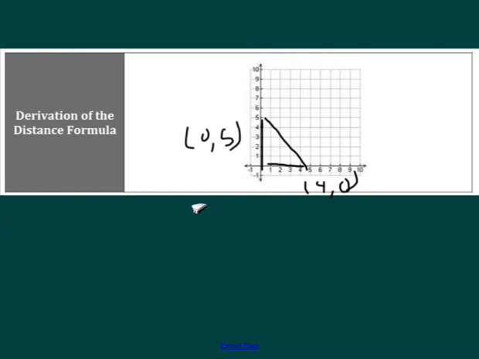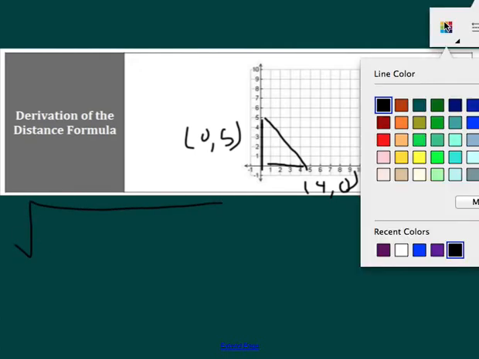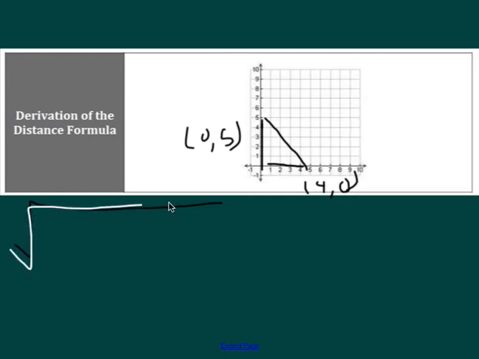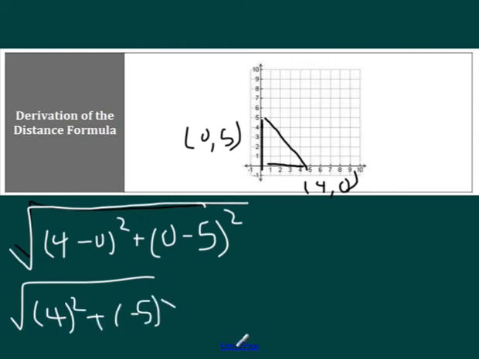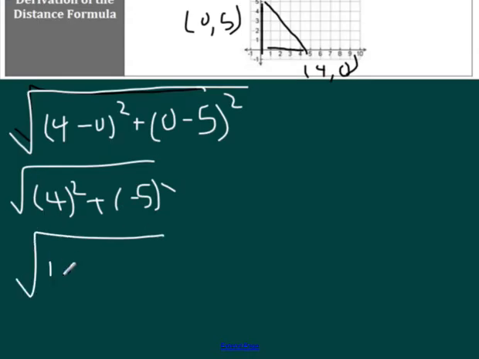So let's calculate the distance. We have x2 minus x1 quantity squared plus y2 minus y1 quantity squared. So what I end up getting is the square root of 4 squared plus negative 5 squared. That's going to be the square root of 16 plus 25, which gives me the square root of 41. And that cannot be simplified.